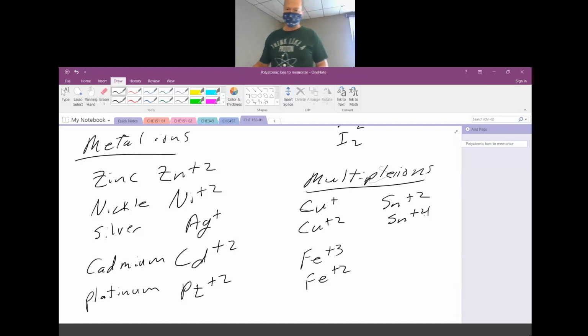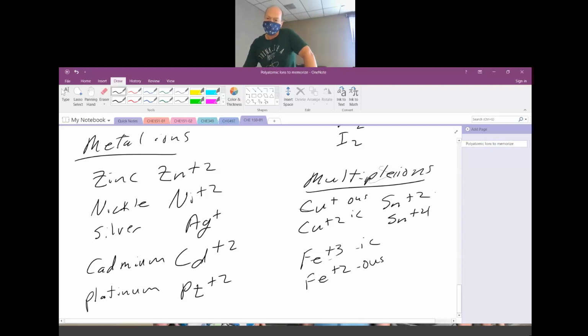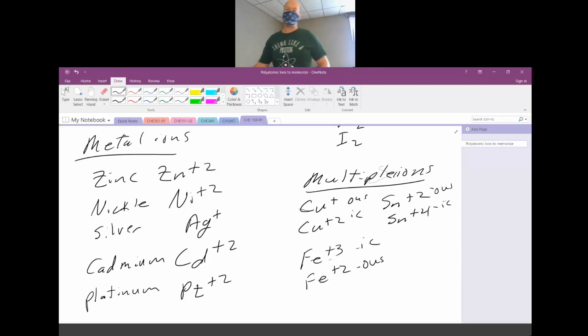Multiple oxidations, and remember, you can call it the ick and the us. So here is the cuprous, this is the cupric, the higher. This is the ferric, this is the ferrous, and this is the stannous, lower, this is the stannic, higher. So when there are 2, the lower one is the us, the higher one is the ick. When you're naming it, copper 1, copper 2, that's fine. But if I give the name, it could be cuprous fluoride. You have to know that the lower copper is +1.